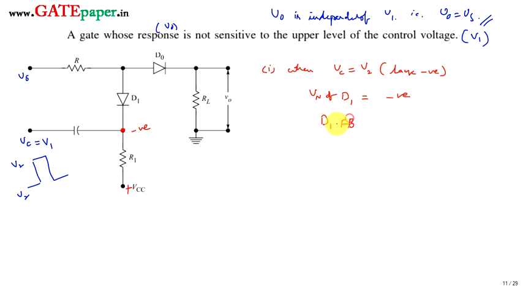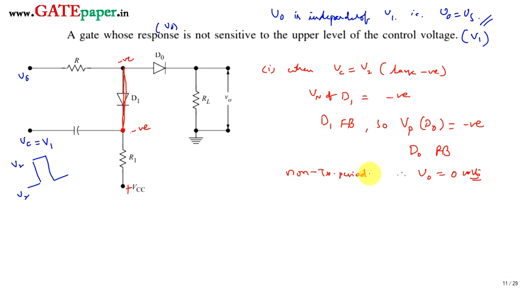Whenever D1 is forward bias, at that time P and N act as short circuit, so that the negative voltage will appear over here. So the voltage on P side of diode D0 is going to be at negative voltage. That makes D0 diode reverse bias, so that V0 is 0 volts independent of input signal. That's why it is called non-transmission period. Non-transmission period results whenever control voltage is at V2. Okay, understand the operation.